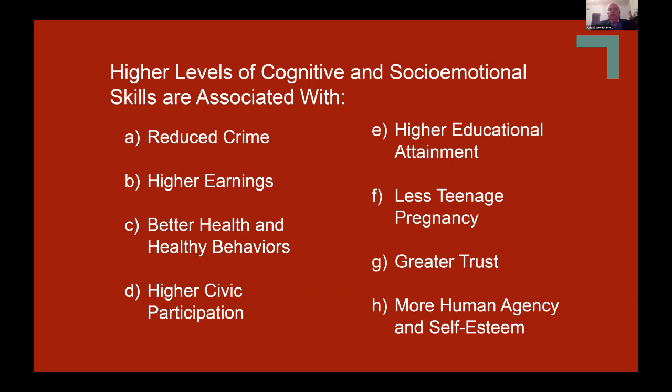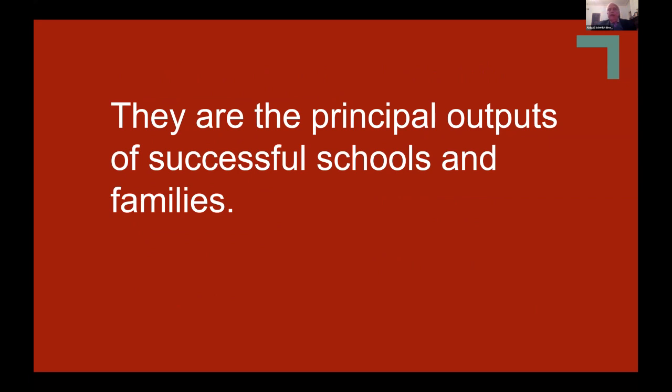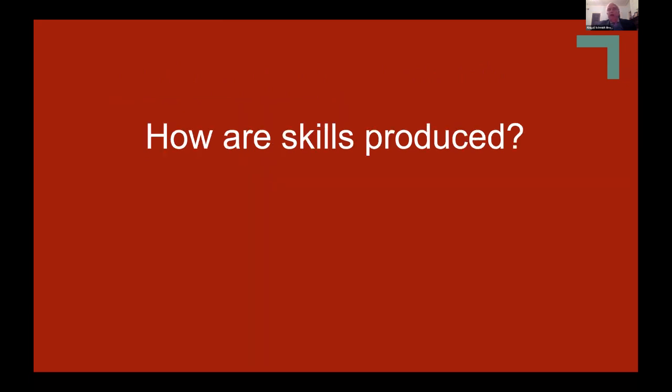Higher levels of cognitive and social emotional skills are associated with reductions in crime, higher earnings, better health, higher civic participation, higher educational attainment, less teenage pregnancy, greater trust, and more agency, the ability of people to operate freely, to understand and function in society. These are the principal output of successful schools and families. So how do we produce those skills?